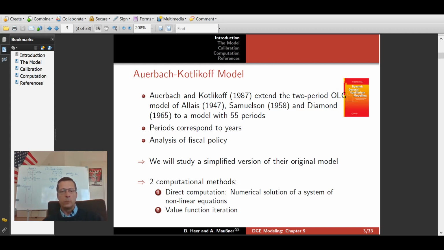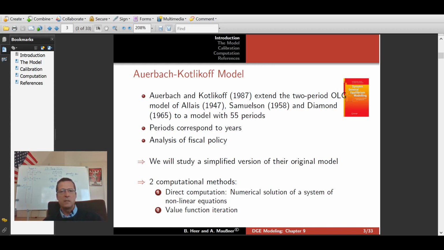Allais basically invented it in 1947, but was often not associated with the two-period overlapping generations model because he wrote his book Économie et Intérêt in French, so it was not widely noticed. Samuelson and Diamond, independently, probably not knowing the work of Allais, developed the two-period overlapping generations model later on. All three, Allais, Samuelson, and Diamond, were awarded the Nobel Prize. First it was Samuelson in 1970, then Allais in 1988, and then Diamond in 2010. So everyone got it 20 years apart.